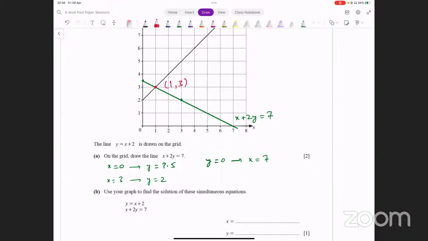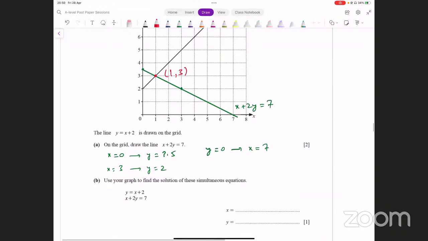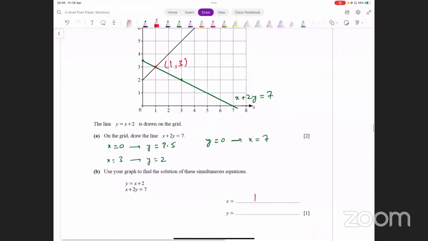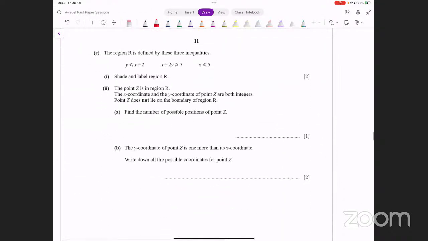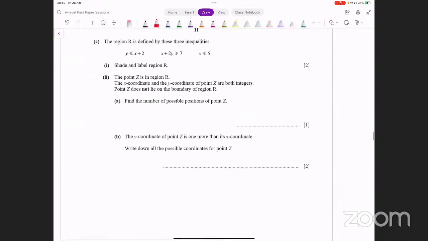दिस इज द पॉइंट. इसके कोऑर्डिनेट्स क्या है? 1 and 3. 1 on the horizontal axis, 3 on the vertical axis. We'll say x equals 1 and y equals 3. That's your final answer here. Okay, let's move on. Part C. The region R is defined by these 3 inequalities. Shade and label the region R.